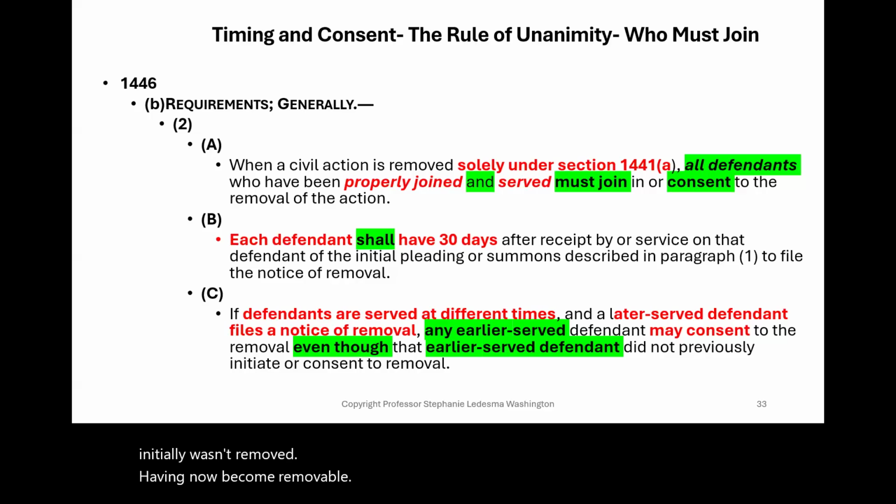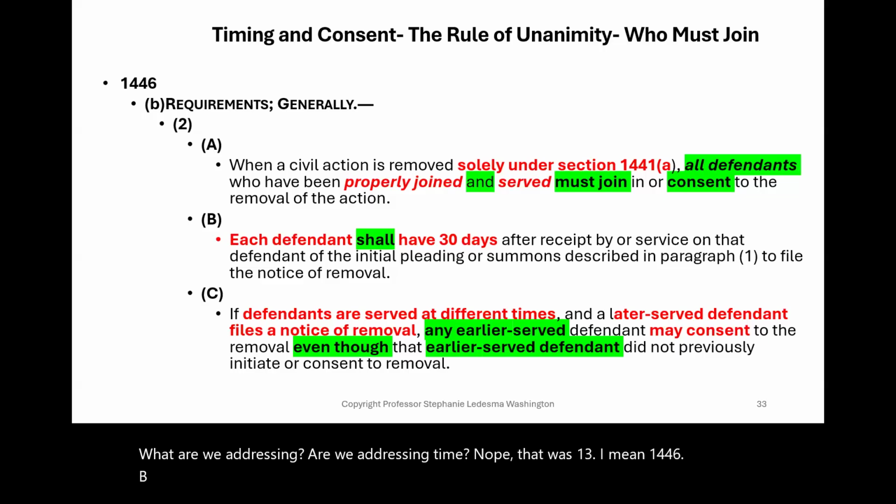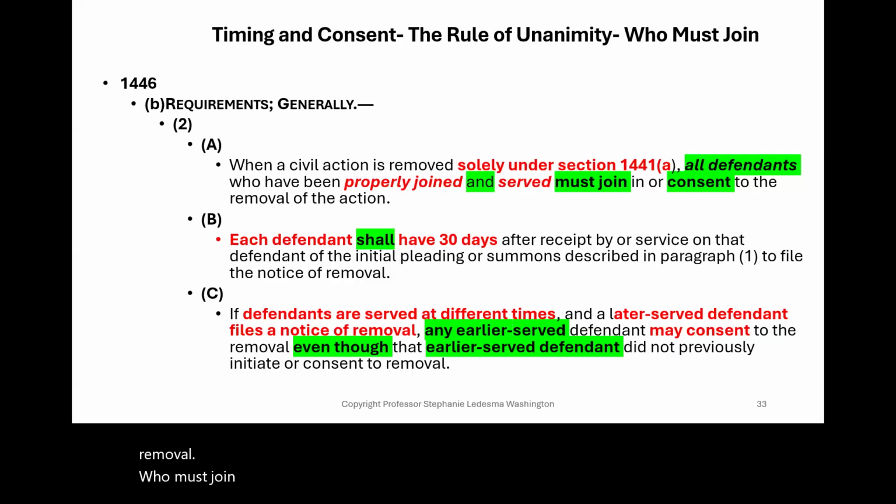Let's move to 1446(b)(2), which is the unanimity rule. What are we addressing? Are we addressing time? Nope, that was 1446(b)(1) and (3). Well, what are we addressing under (b)(2)? We are addressing who must join in the removal. What do we have?